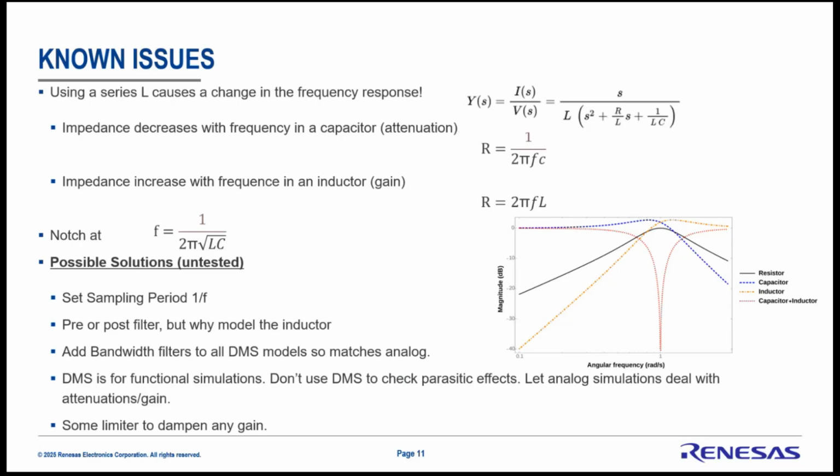Possible solutions: you could change the sampling period. You could add a pre and post filter. The question is, do I really need to model the inductor in the cap? Is it going to gain me anything in my digital modeling or verification? Probably not. You know, in all honesty, if I'm looking at the ESL in a cap, I probably should be running an AMS simulation. It's going to get it a lot better than I can.